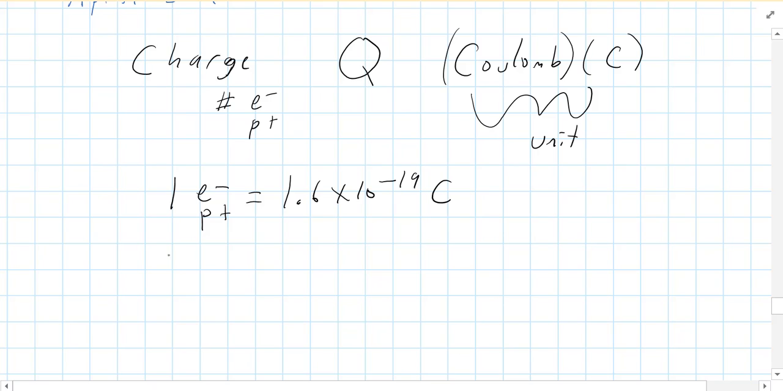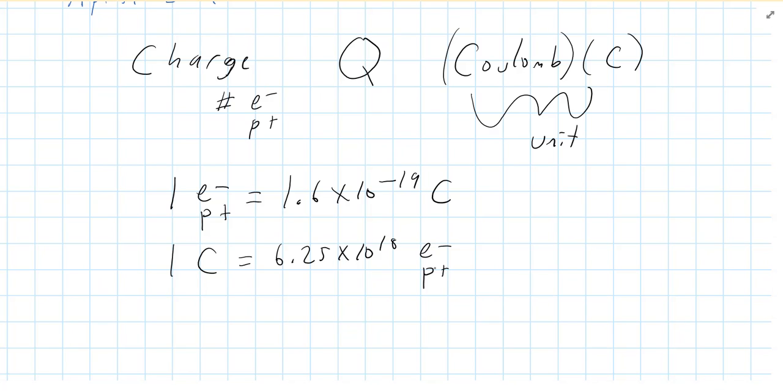If you flip that around, 1 coulomb is equal to 6.25 times 10 to the 18th electrons or protons. And by the way, electrons and protons have the same amount of charge, just one's a minus, one's a plus. So that's a lot of electrons in 1 coulomb.